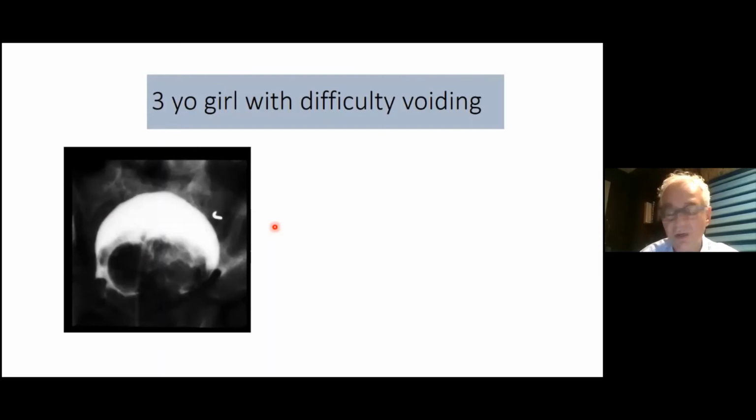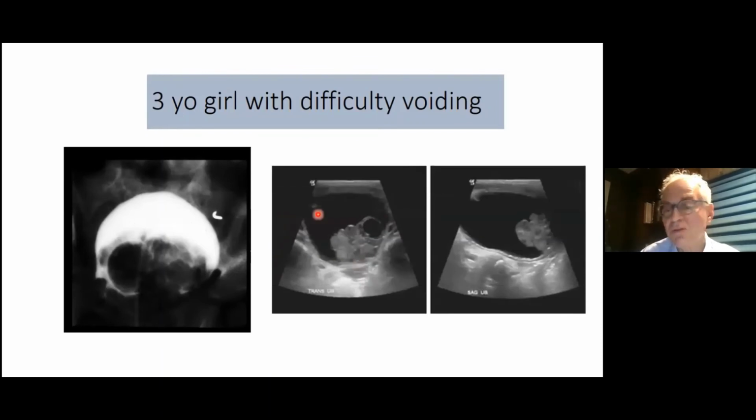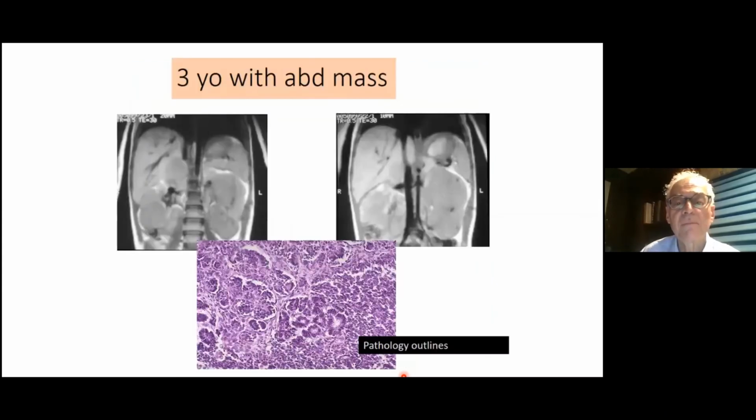Rhabdomyosarcoma. This is a sarcoma botryoides. It rarely presents with hematuria, as you would guess. It almost always presents with retention. And this would have been the ultrasound. This was not the same patient, but this is what it would look like on an ultrasound. This is what it looks like on pathology with these nodules of sarcoma botryoides. Way to go. Okay. How about this one?